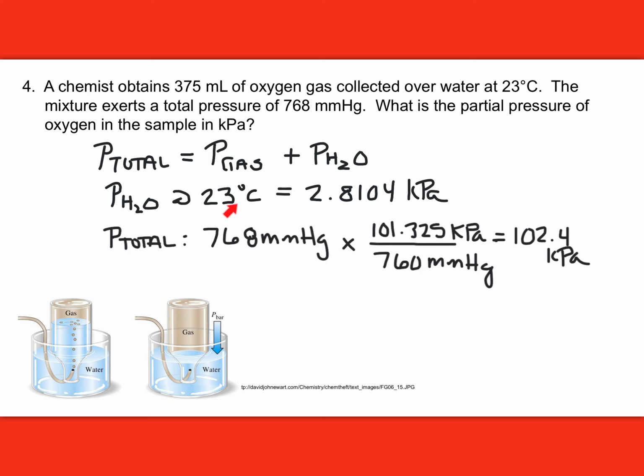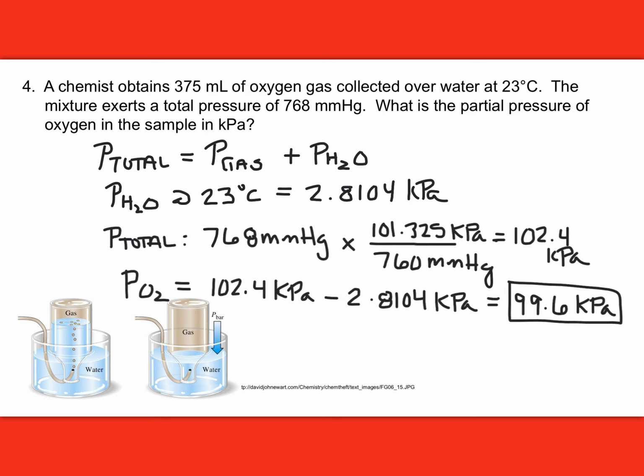Now in the problem, I noticed that they want the answer for the partial pressure of oxygen in kilopascals. So I took the total pressure of the gas, which is in millimeters of mercury, and I converted that into units of kilopascals. Now I'll apply that to Dalton's law, and I'll solve for the pressure of the gas. So here I have the pressure of the oxygen is the total pressure minus the pressure of the water vapor, and that gives me a pressure of the oxygen, the dry gas, of 99.6 kilopascals.